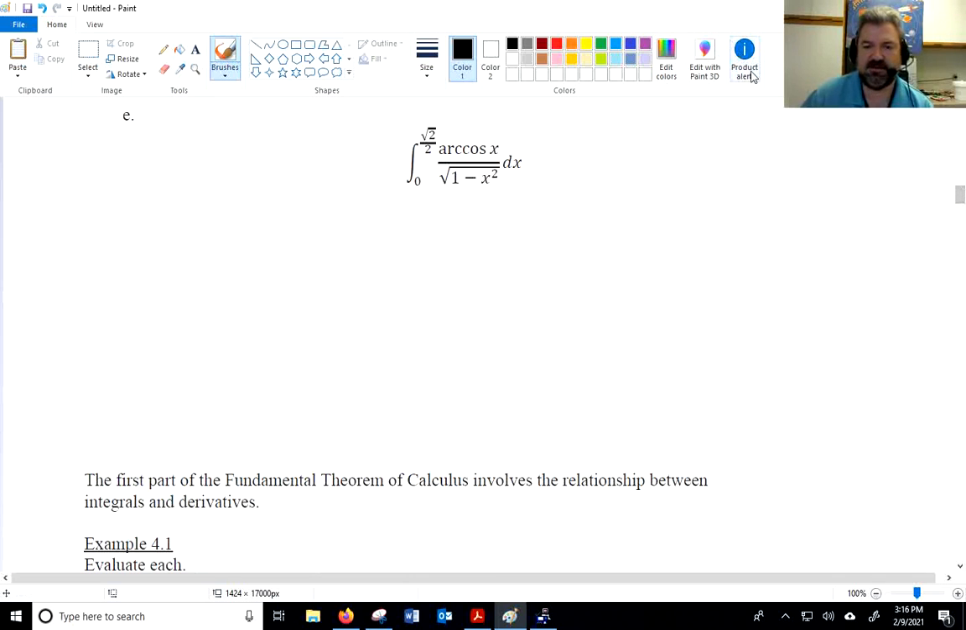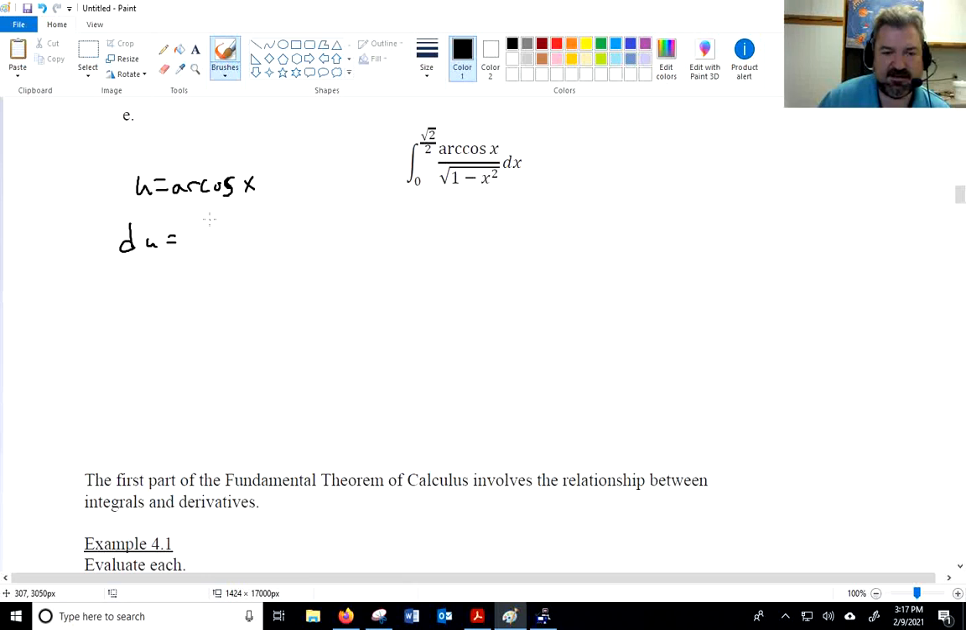All right, let's do letter E, another definite integral. I'm going to let u be arc cosine of x for a couple different reasons. One of those is that we don't have a formula for the integration of arc cosine, so we better let it be that one.